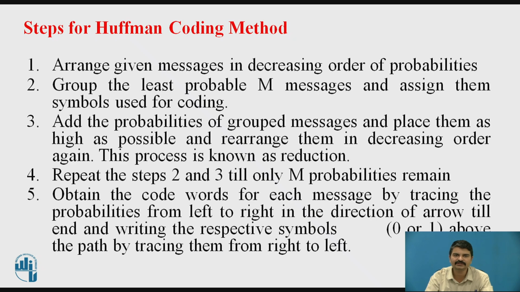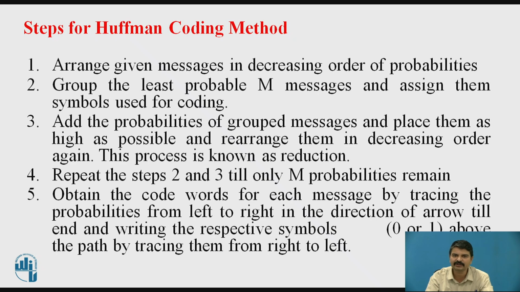First, we need to arrange the given messages into the decreasing order of probabilities, like our Shannon-Fano coding. Then group the least probable M messages and assign them symbols for encoding. Then add the probabilities of the grouped messages and place them as high as possible and rearrange them in decreasing order again, and this process is known as the reduction. So repeat the process step number 2 and 3 till only M probabilities will remain.